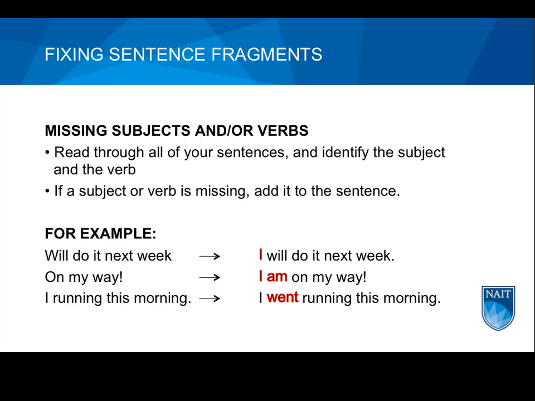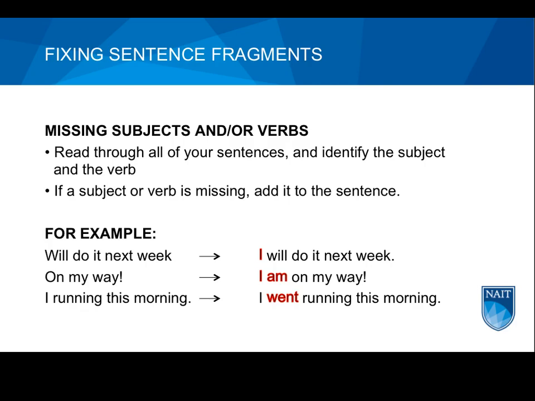Now that we've seen what can cause a sentence fragment, we can look at how to fix them. If you tend to have fragments because your sentences are missing subjects or verbs, we recommend that you read through each and every sentence and try to identify the subject and the verb of that sentence. What you can do is underline or highlight the subjects and the verbs to make sure that every sentence contains both of these. If a subject or verb is missing, of course you'll just add it to the sentence.